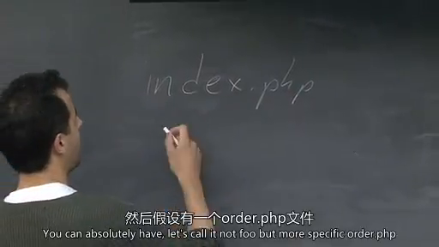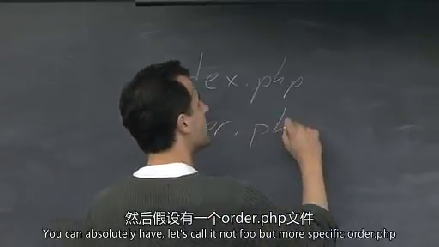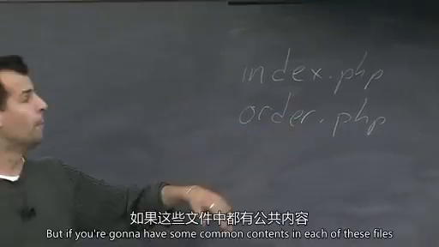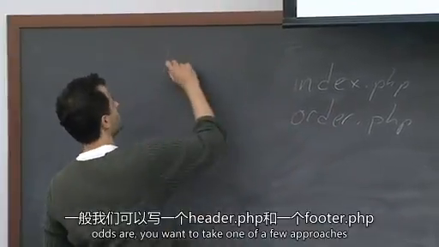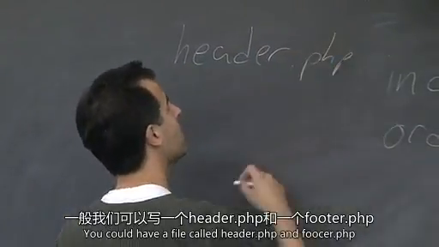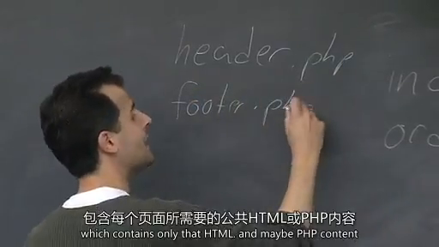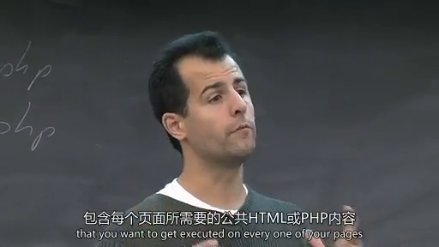You can absolutely have, let's call it not foo, but something more specific, order.php, which is maybe the confirmation screen or something like that, and a couple of other files. But if you're going to have some common content to each of these files, odds are you want to take one of a few approaches. You could have a file called header.php and footer.php, which contains only that HTML and maybe PHP content that you want to get executed on every one of your pages.